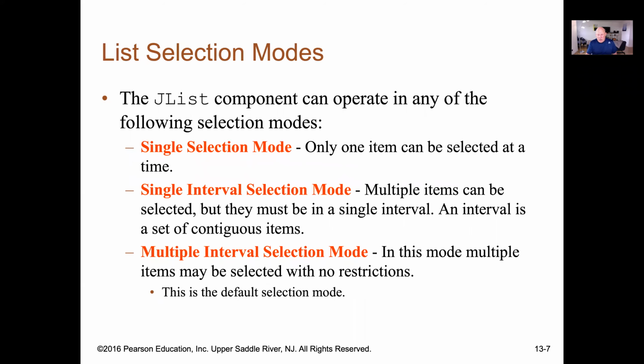So the JList component can operate in any of the following selection modes. Single selection mode, where only one item can be selected at a time. Single interval selection mode, where multiple items can be selected, but they must be in a single interval. And then there is multiple interval selection mode. In this mode, multiple items may be selected with no restrictions.